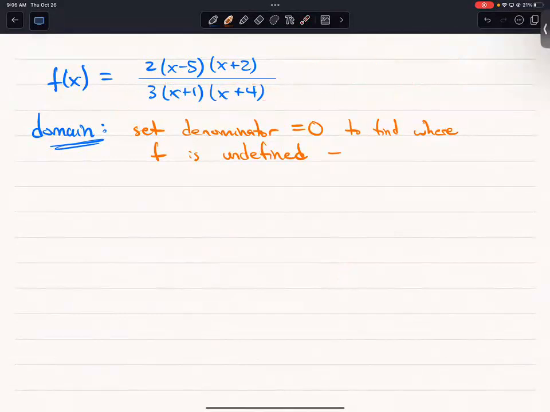So what's the domain then? Everything except toss out -4 and toss out -1.